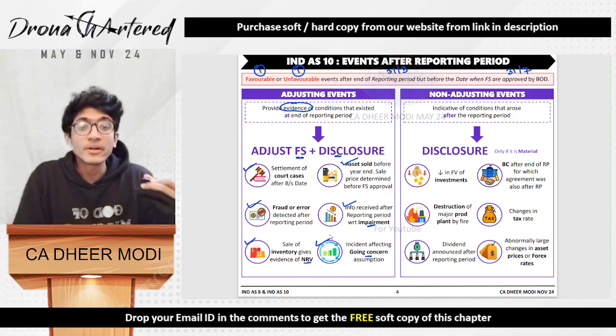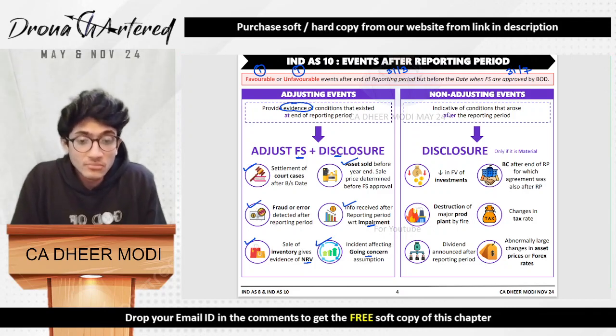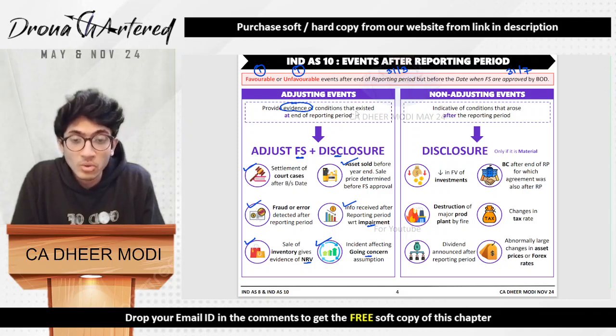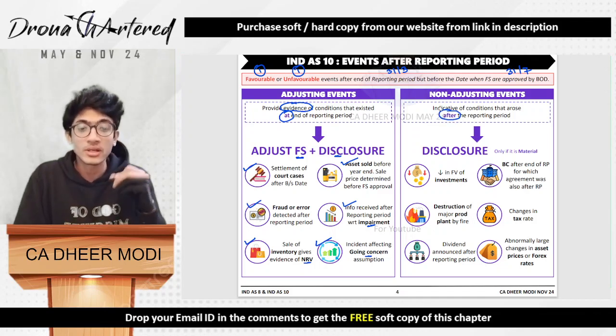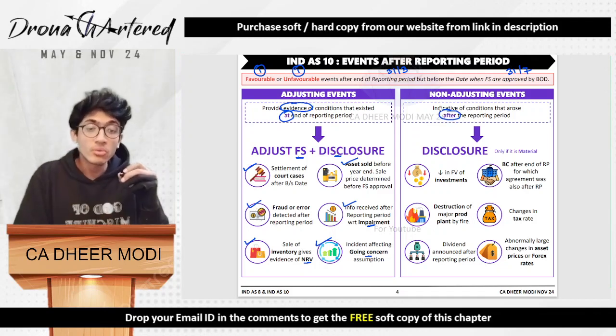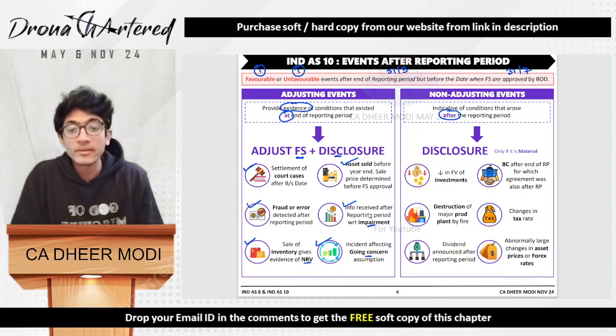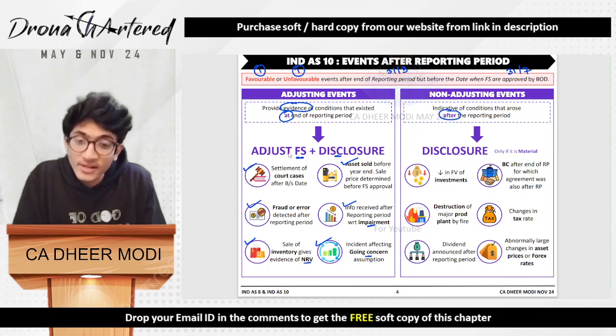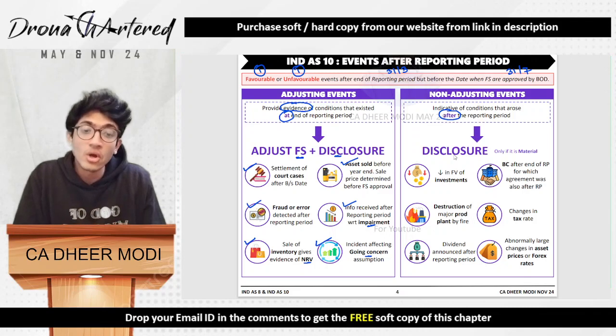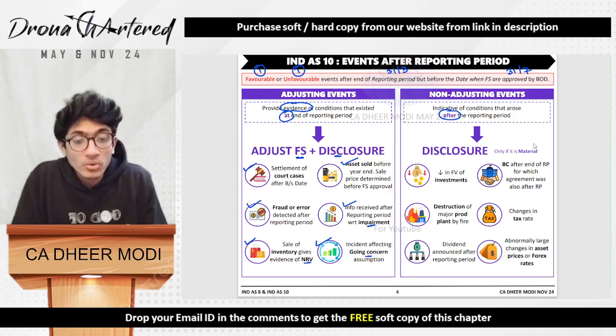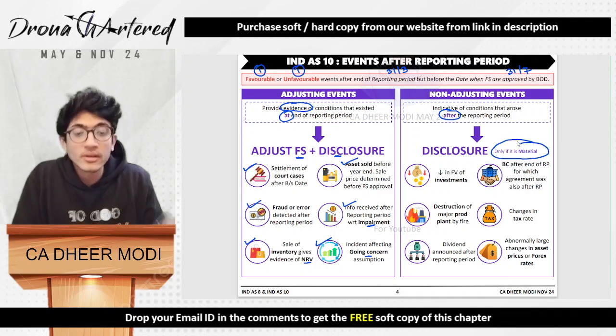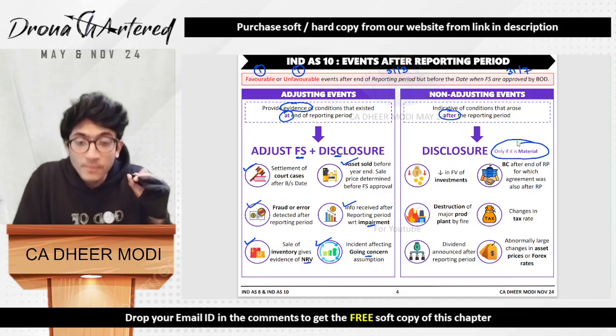Okay. Now coming to non-adjusting events, which are indicative of conditions that arose after the reporting period. What is important is that for adjusting events the conditions existed at the end of the reporting period, and over here they arose after the reporting period. In this case, you will only give disclosure. Over here you are adjusting financial statements as well as giving disclosure, whereas for non-adjusting events only disclosure will be given, and that too only if it is material. Otherwise you will ignore it.